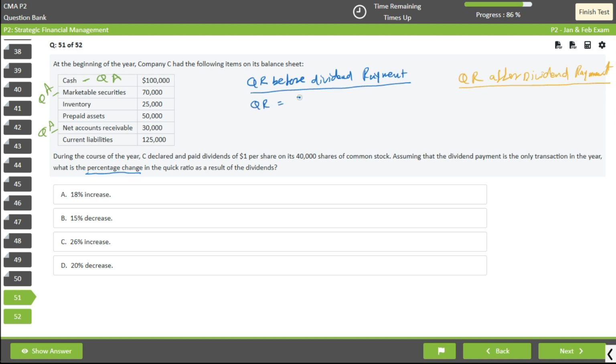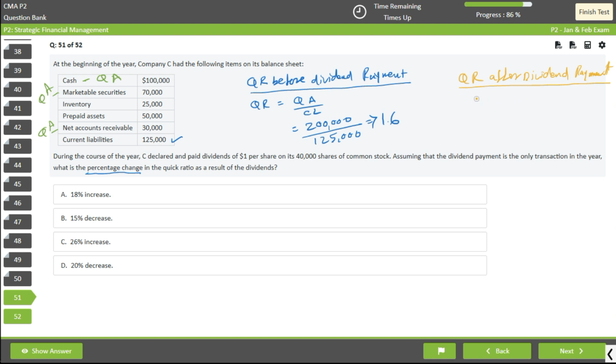So quick ratio is equal to quick assets by current liabilities. So your quick assets are 100,000, 70 and 30. 100,000, 70, and 30 gives you 200,000. So your quick assets are 200,000 and your current liabilities are 125,000. So your quick ratio comes to 1.6.